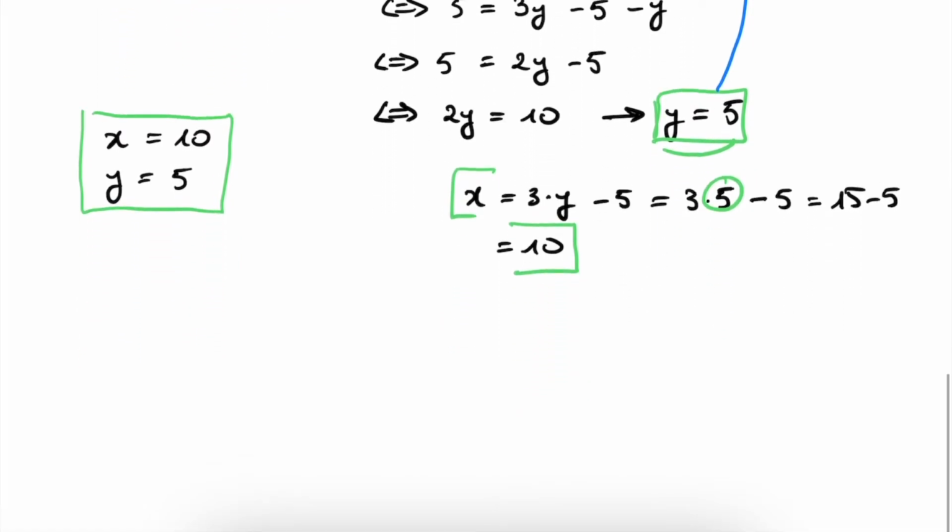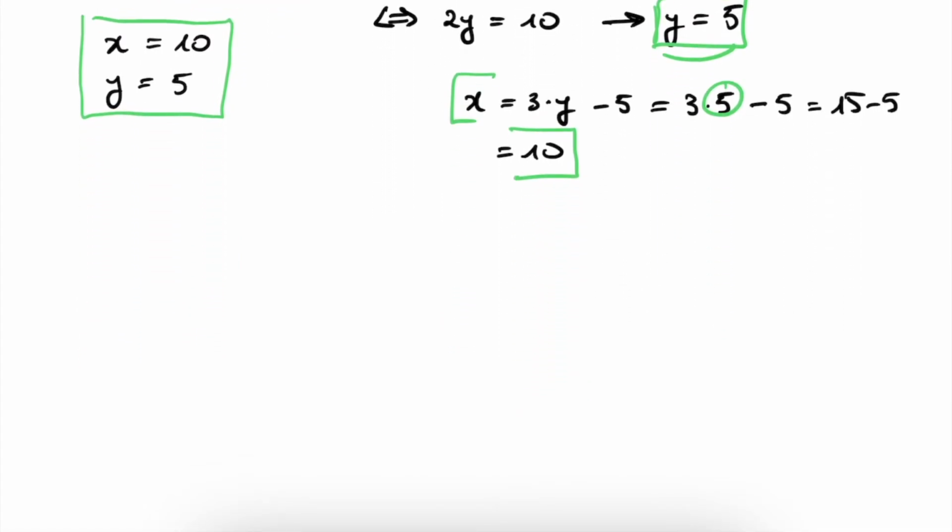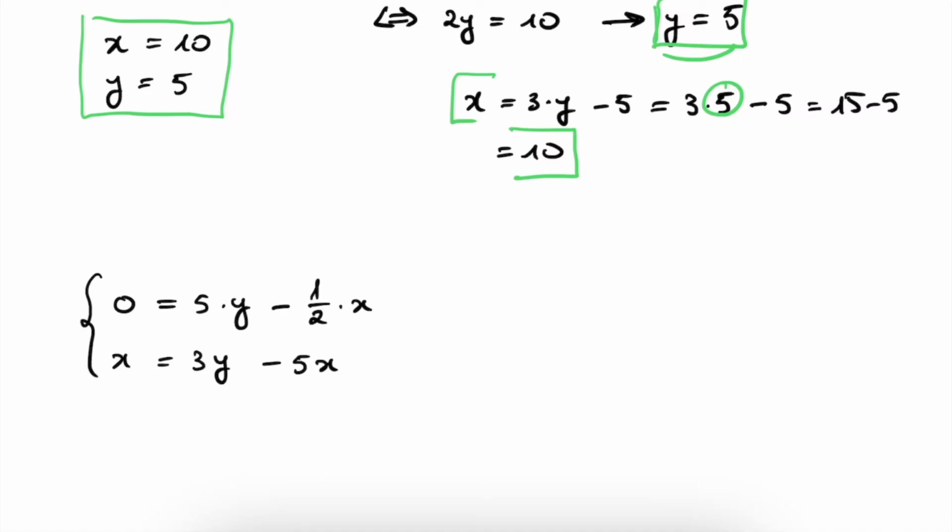Let's go to the next exercise, which somewhat holds a surprise for us. So we have 0 is 5 times y minus 1/2 times x. And the second equation is x is equal to 3 times y minus 5 times x. And again, what are x and y such that this equation is true? The first step, as always, is rewriting the first equation as a function of x. So x is equal to something.